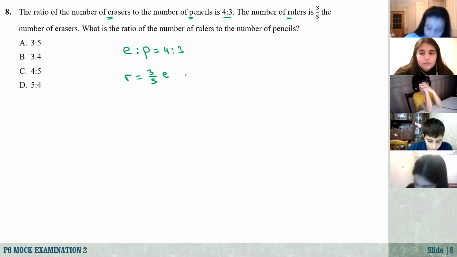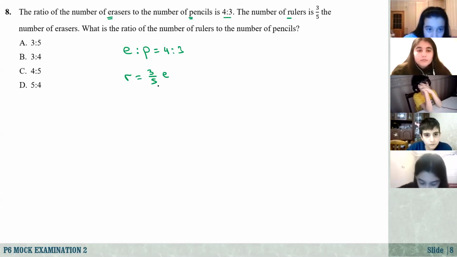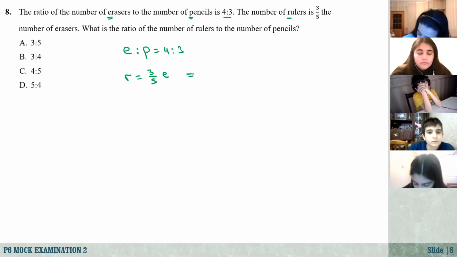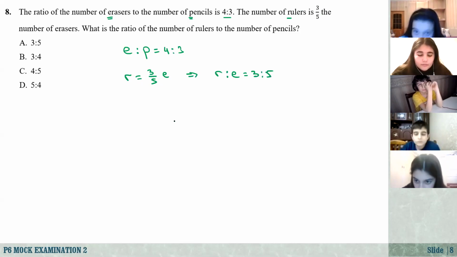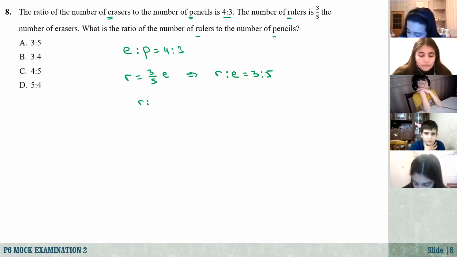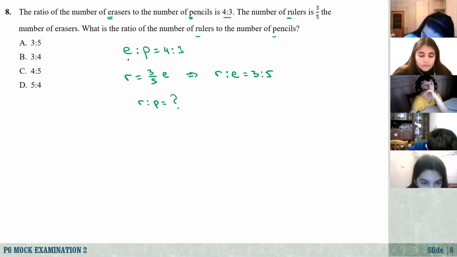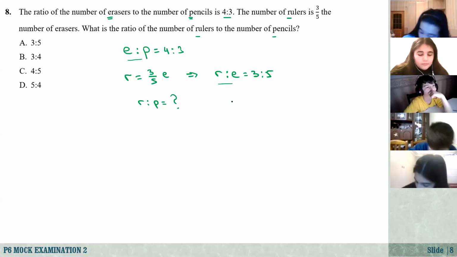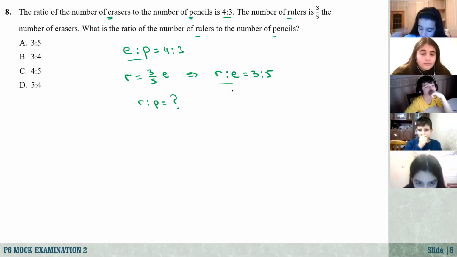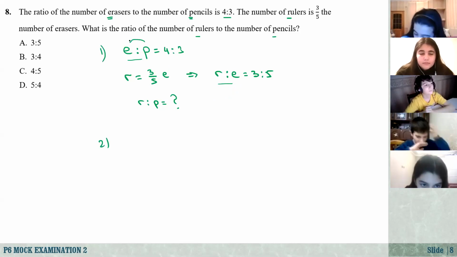Last time we did this kind of question, right? R is 3/5 of E. That means the ratio of R to E is equal to 3:5, right? So what is the question? What is the ratio of the number of rulers to the number of pencils? So we need to find R to P. Now from here, E to P and R to E. So I need to eliminate E from these ratios. That's our first step. Second step, I can change their places.